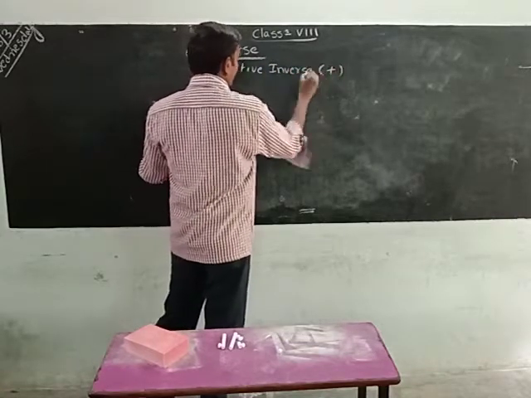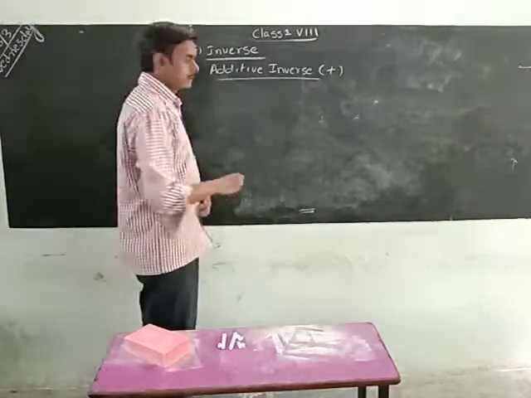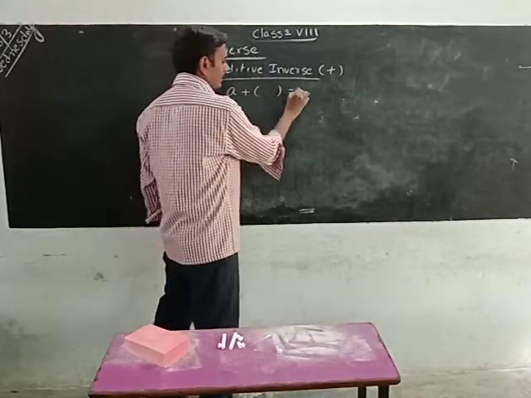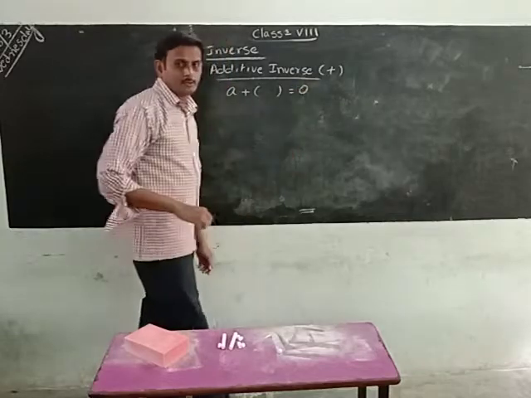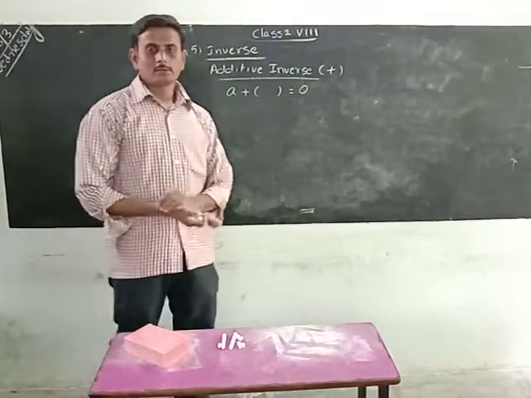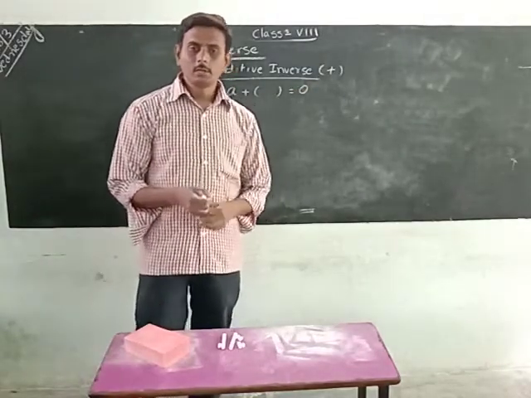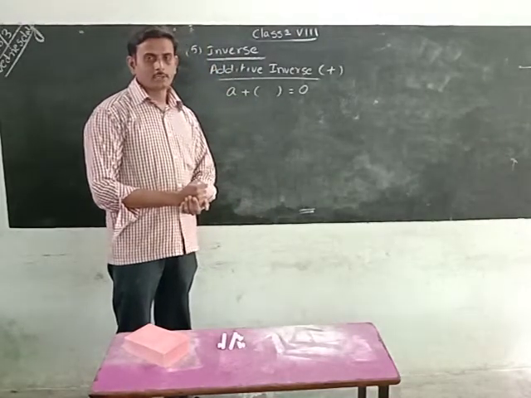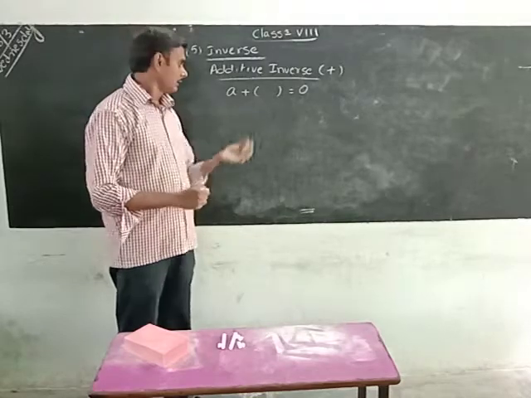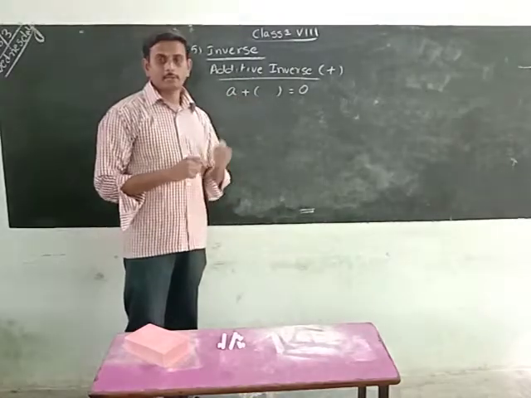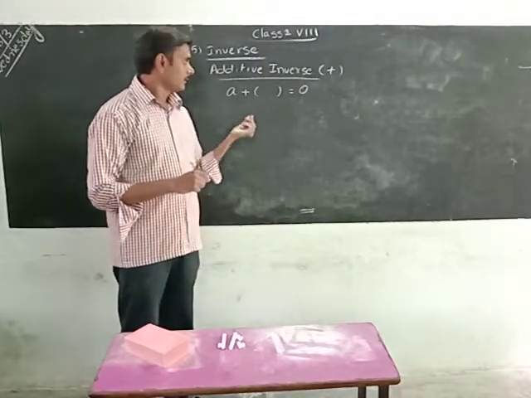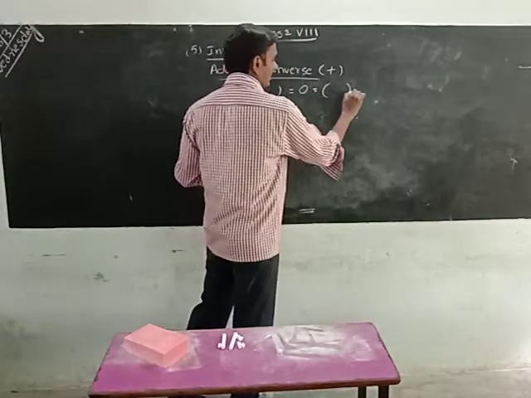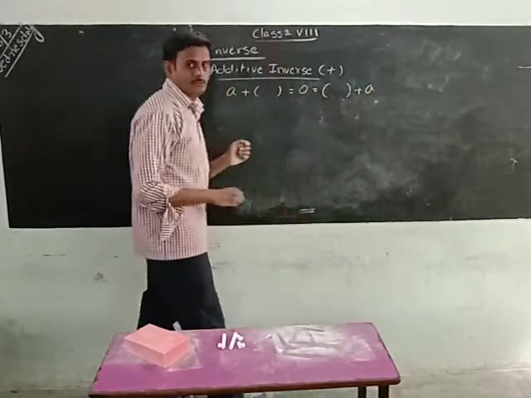What is additive inverse? If we take a rational number and add it with some rational number, we will get 0. By adding two rational numbers, if the sum is equal to 0, then both are called additive inverses of each other. If we take a rational number and add it with a negative rational number, we will get 0. By changing the order also, we will get the same.